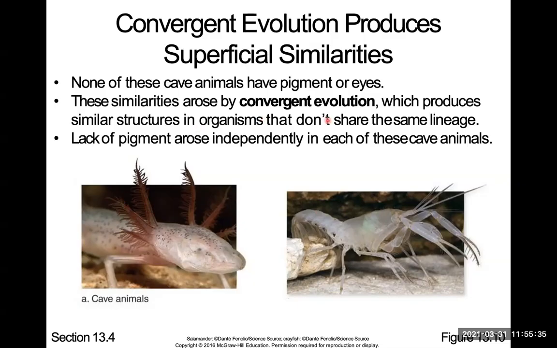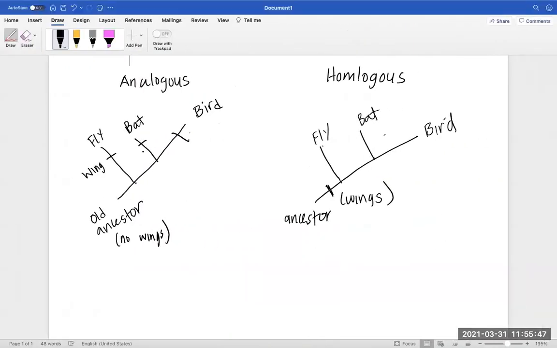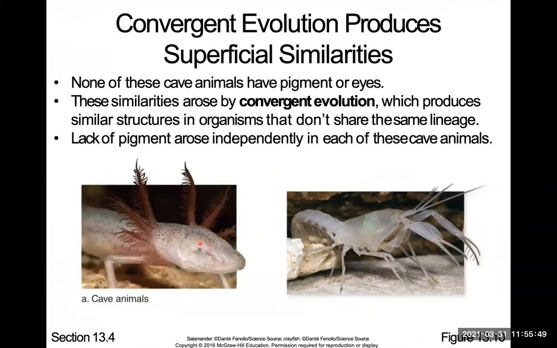So that's convergent evolution, which produces similar structures in organisms that don't share the same lineage or ancestry. So lack of pigment arose independently in this one and independently in this one. That's not because they have the same ancestor. This is because they're living in the cave, they can't see, so they don't want to waste any energy on making eyeballs. So that's convergent evolution.